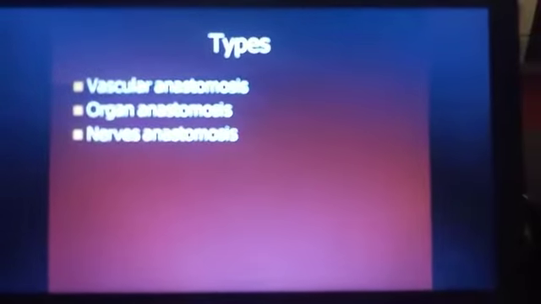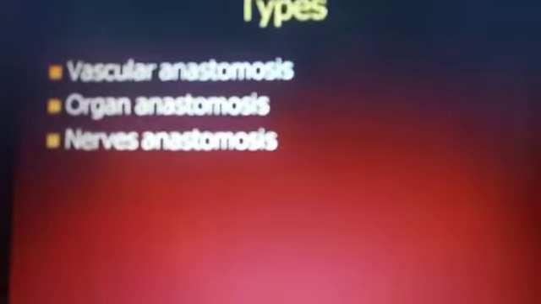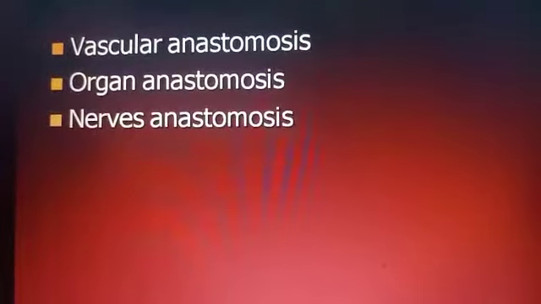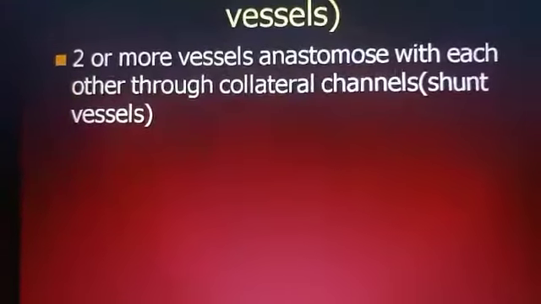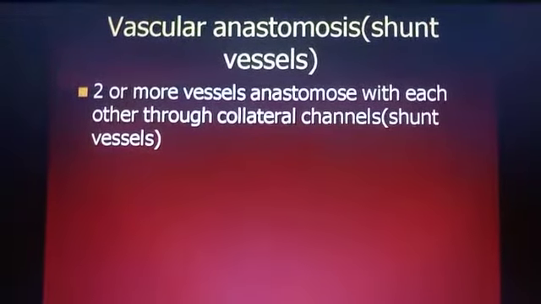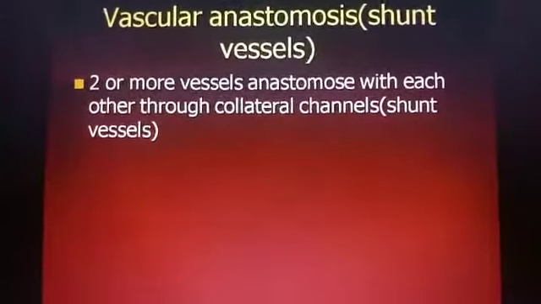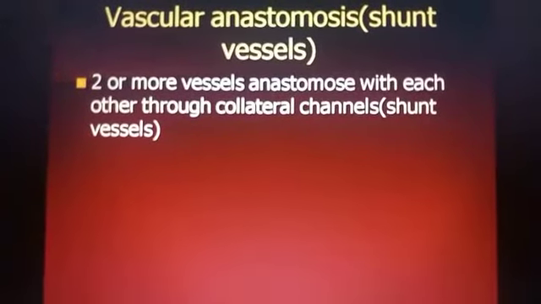As the name indicates, vascular anastomosis is between the vessels, organ anastomosis is present in the organs, and nerves anastomosis would be between the nerves. Firstly, vascular anastomosis, which is also known as the shunt vessels. Here, two or more vessels anastomose with each other through collateral channels, which are called shunt channels.